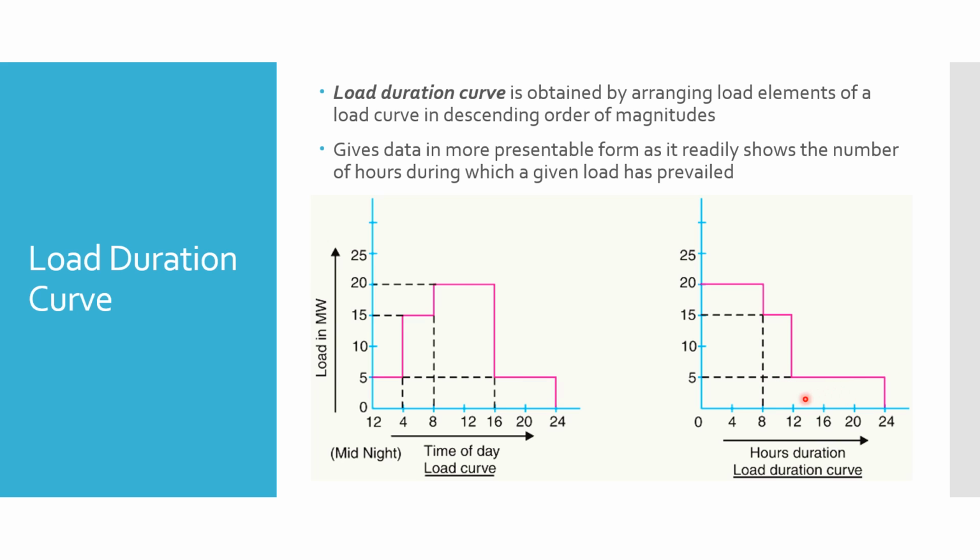Or you can say that for 24 hours, the load on the power station was equal to or greater than 5 megawatt. So based on this load duration curve, you can present a generation schedule for different power stations. For example, you may say that for 24 hours, our coal-fired power plants will generate 5 megawatts for 24 hours straight.